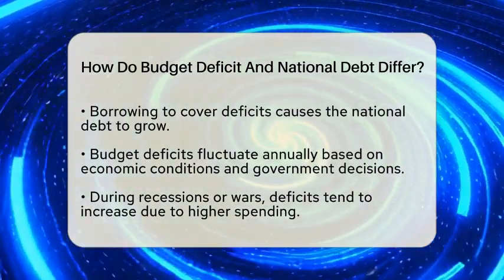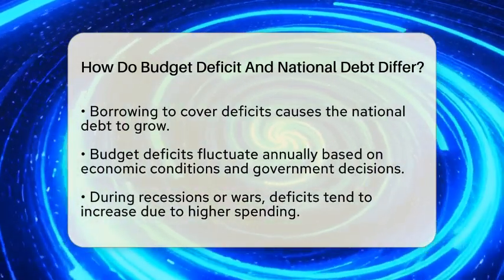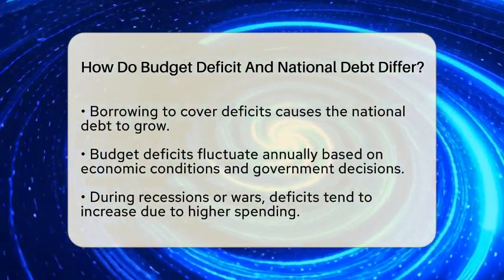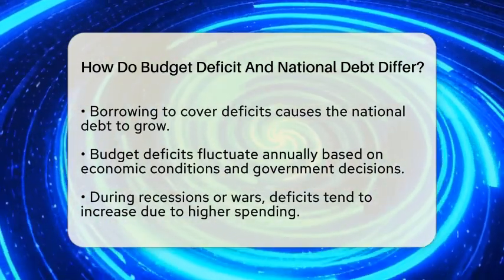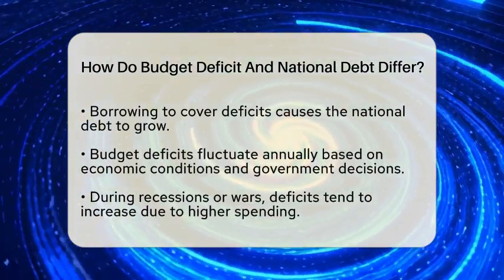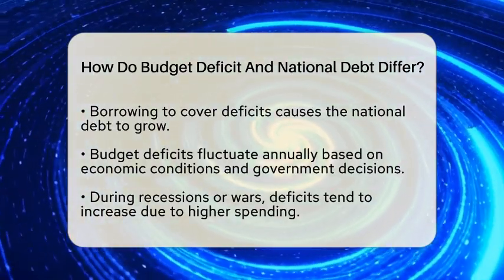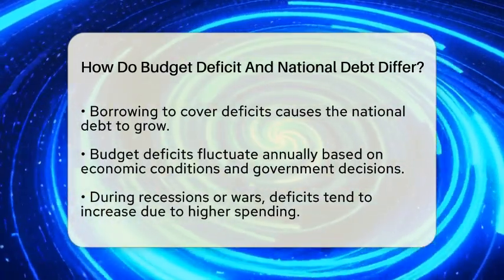The national debt is the total amount of money the government owes at any given time. It's the sum of all past budget deficits minus any surpluses. Think of it like a running total on a credit card. If a government borrows money every year to cover deficits, those borrowings add up, increasing the national debt.